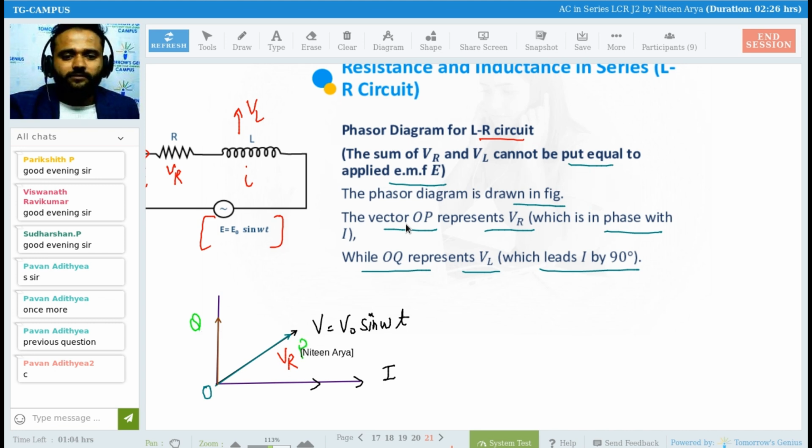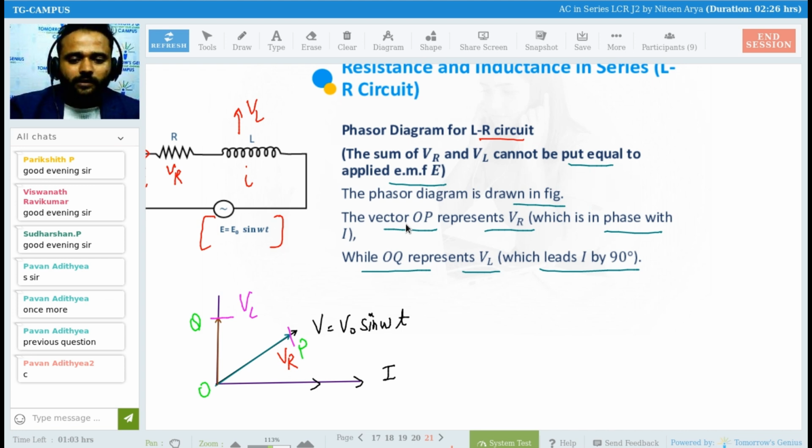The OP vector is basically the vector which is going to give you the voltage at the resistance, whereas the OQ vector represents the voltage at the inductor. Is this clear, everyone? So this one is the voltage at the inductor. This one is the voltage at the resistance, and this is the given voltage.